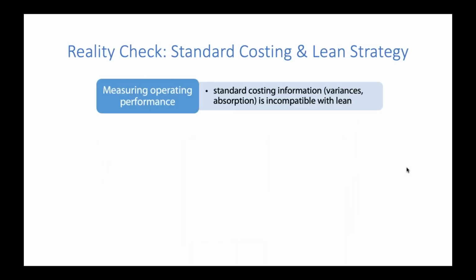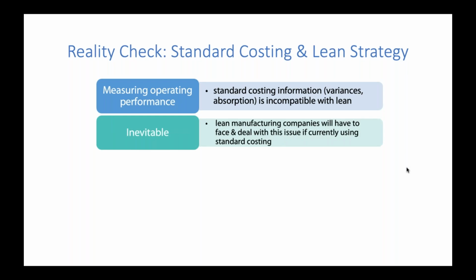Now here's a little bit of a reality check in regards to standard costing and a lean strategy. First, the information that standard costing provides in terms of variances and absorption, in terms of using that information to measure operating performance, it's just totally incompatible. Lean operational people don't like that information. They know it doesn't give them what they need to know. And so it's very important to understand that this is really what the lean operational people's big complaint is. I don't want that information.